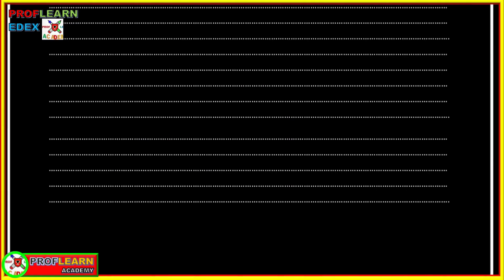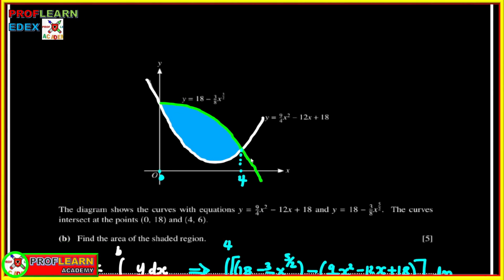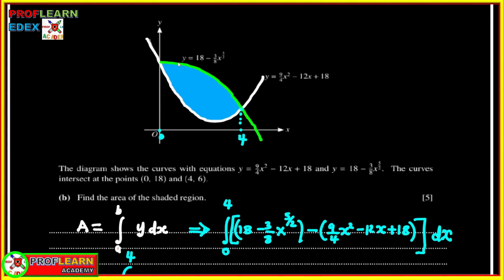All right, now moving to the last bit of this tutorial. We're given two curves, the green one and also the white one here. You can see this is y equals 18 minus 3 over 8 x raised to power 5 over 2. The other is y equals 9 over 4 x squared minus 12x plus 18.